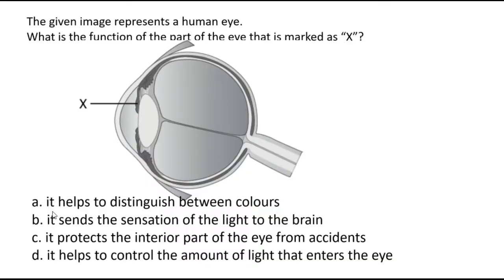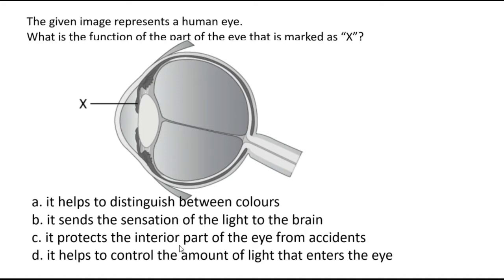So which of the options? It helps to distinguish between the colors? No, it will not help distinguish between the colors. There are cells called rods and cone cells, which we will deal with a little later. It sends sensation of the light to the brain? No, because the optic nerves send all these signals to the brain.